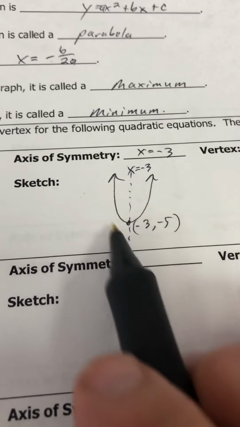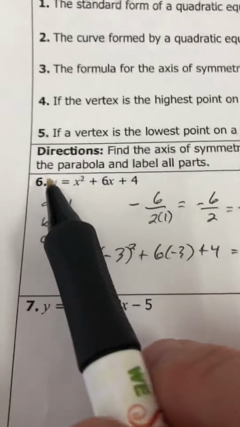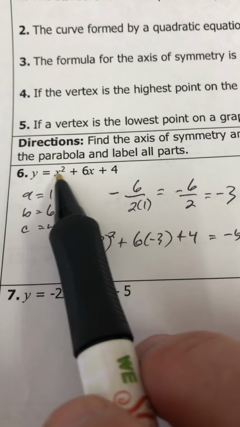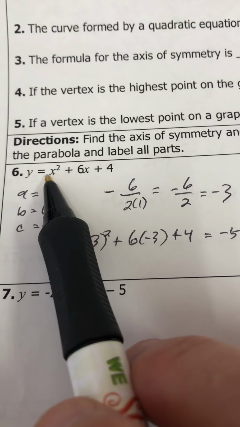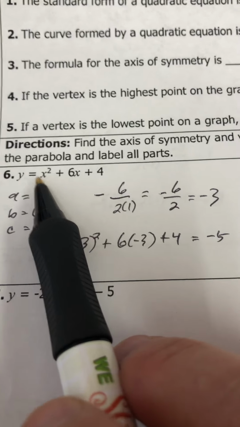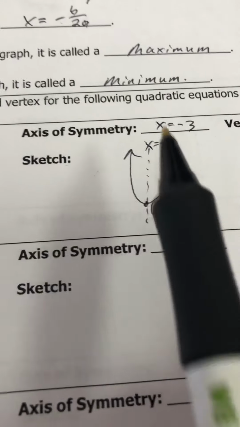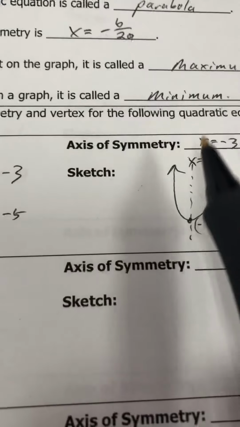Okay, and my little sketch, he just wants you to get it going in the right direction. It's going to be a smiley face kind of thing because it is a positive squared value here. My leading coefficient is positive. It's a positive 1, even though you don't see anything there. And so it's going to be a smiley face. Think positive, think smile, okay?